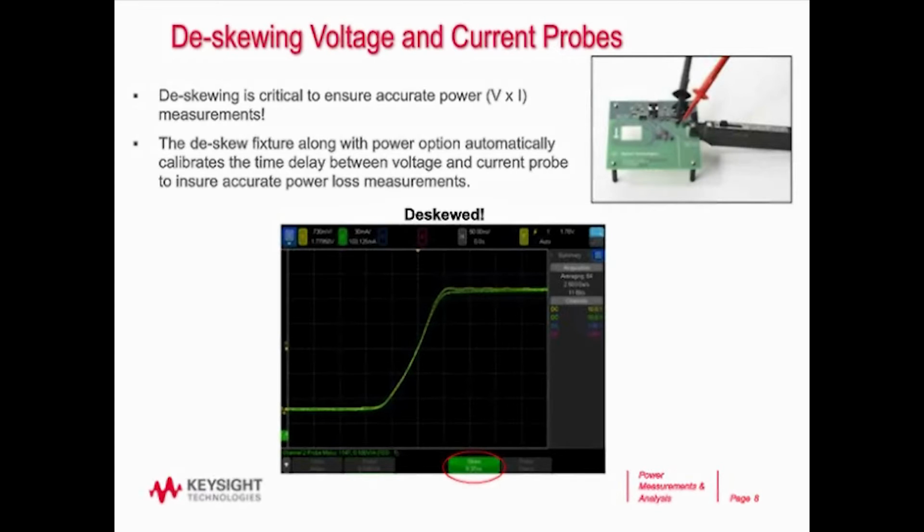All scopes today, you go into the probe menu, have the ability to manually deskew them, line them up visually. Now, when I say all scopes, maybe I'm wrong. Maybe some of the lower-end scopes don't have that, but most of your mid-range and high-performance scopes have that ability.